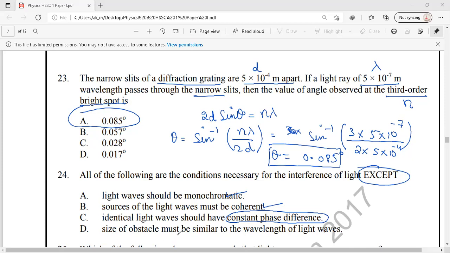So the size of the obstacle must be similar to the light waves. This is not true for the interference of light. This condition is relatable to the diffraction of light. This is not the condition for interference. So in question 24, we have a correct answer, that is option D.